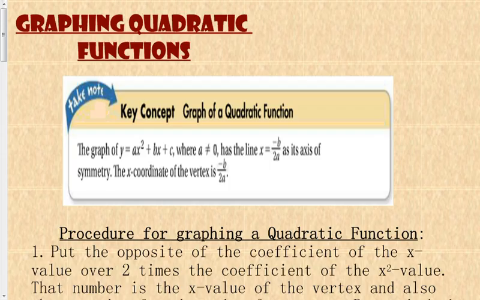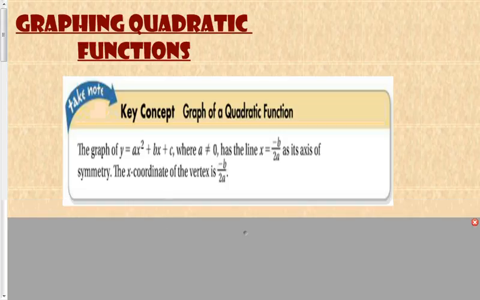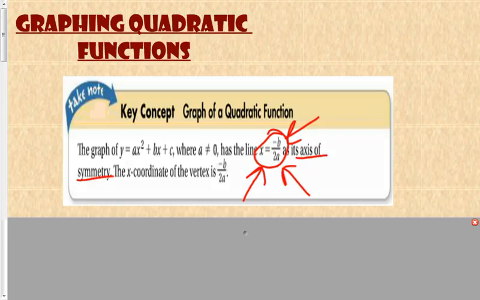All right, so let's talk a little bit more specifically about how to graph quadratic functions. Here's something worth noting. The graph of y equals ax squared plus bx plus c, where a is not 0, so we're assuming you actually have an a value, has the line x equals minus b over 2a as the axis of symmetry. This is probably the most important formula when you're graphing: minus b over 2a. That's how you find the axis of symmetry, the middle of the parabola.